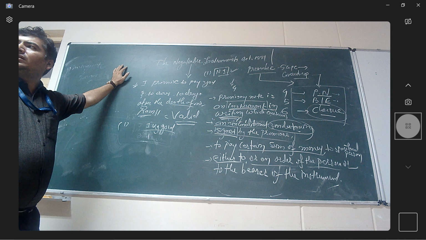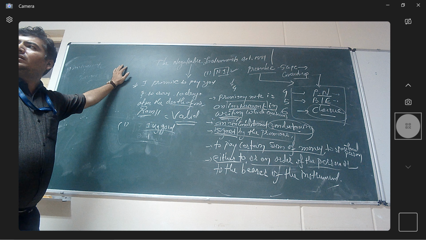Okay. Second condition, I will pay either 10 lakhs or 12 lakhs. Is it a valid promissory note? Reason? Certainty is missing. Yes or no? So again guys, it is not a valid promissory note. I am giving all the types of instances. Third, I will give you 10 lakhs and other charges.